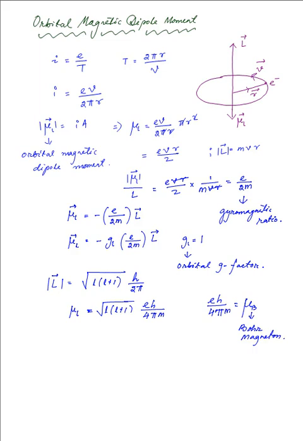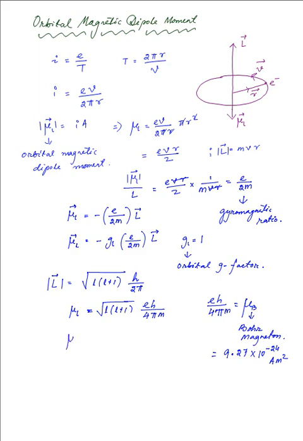So its value, well, because these are constant values that we have, can be calculated out. We put the value of e, we plug in the value of Planck's constant, 4 pi, mass of the electron, all of that. Having substituted, we get 9.27 times 10 raised to the power minus 24, and the unit being ampere meter squared.